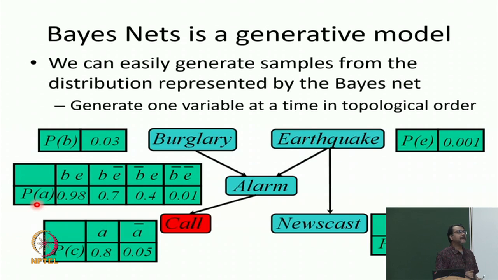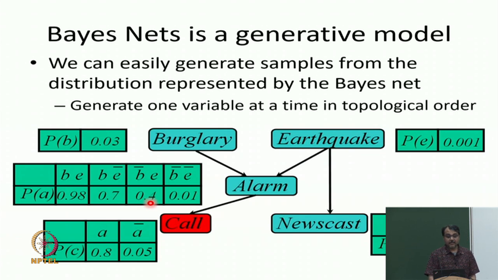So, we toss a coin with probability 0.03, we figure out the value of burglary. We toss a coin with probability 0.001, we figure out the value of earthquake. Now that we have the value of burglary and earthquake, the alarm probability is determined by one of these four values, depending upon whether burglary and earthquake were true, burglary was true and earthquake was false, or what was going on. And then let us say burglary was false, earthquake was true, then we toss a coin with probability 0.4, and that tells us whether actually the alarm goes off or not.